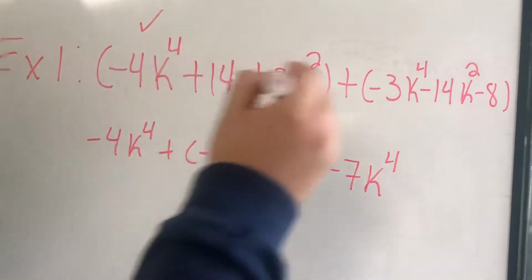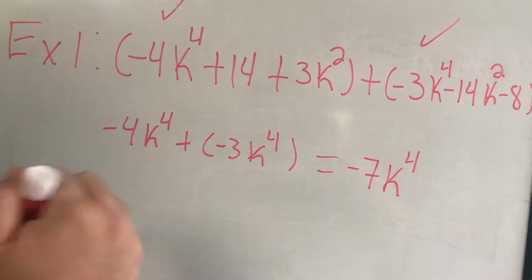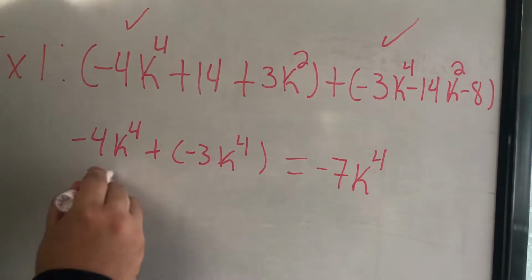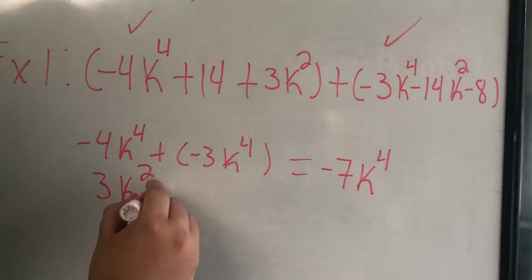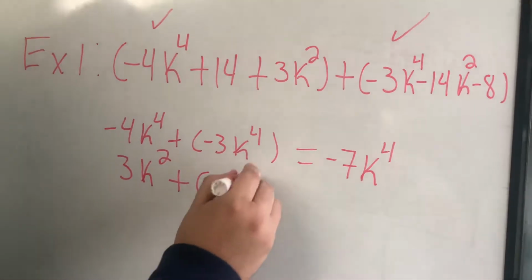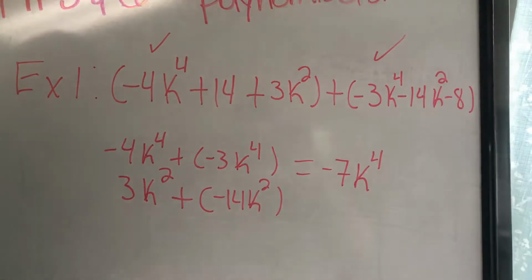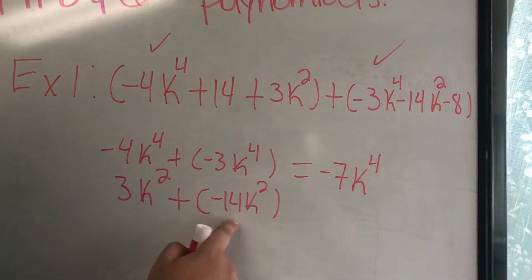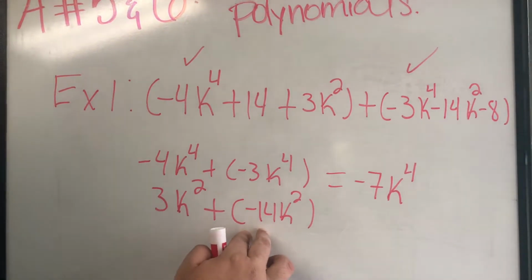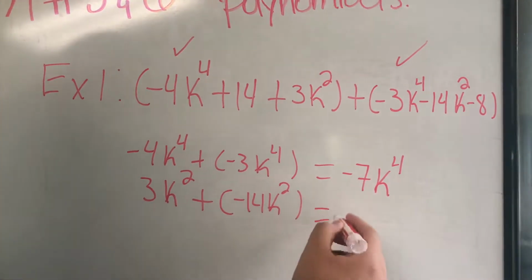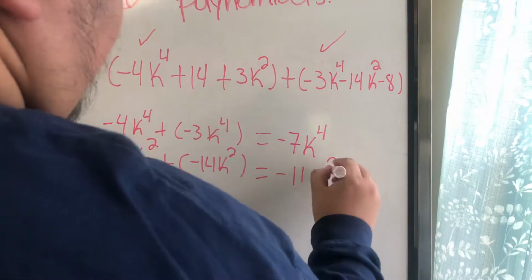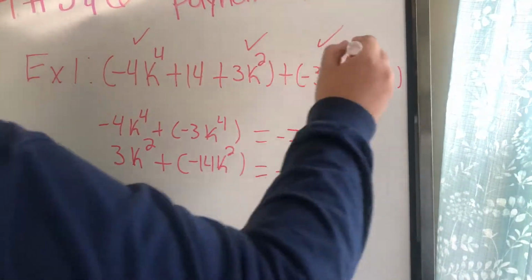We put a little check mark on top to show that we've used those, and now we go to the power of 2. We have 2 of them, so we're going to write 3k squared plus, it's a negative, so negative 14k squared. So 3 plus negative 14. Negative 14 technically is the bigger number, but it is a negative. So negative 14 plus 3, in other words, you owe me $14. You give me 3, you still owe me 11. Since you owe, it's a negative, so negative 11k squared. Done with this, done with that.